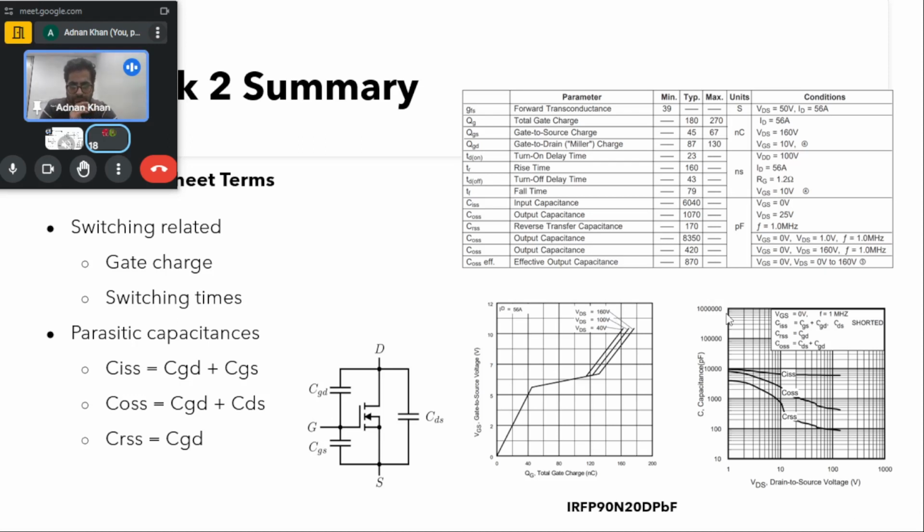Also you can see the capacitances that have been provided here. If you take a look at this graph of VDS versus capacitance, you can see that as the VDS voltage increases, there is a dip in the capacitance. That means these capacitances won't remain constant; the values of these capacitors change with different VDS voltages. CISS more or less remains constant, but COSS and CRSS decrease with increasing drain source voltage.